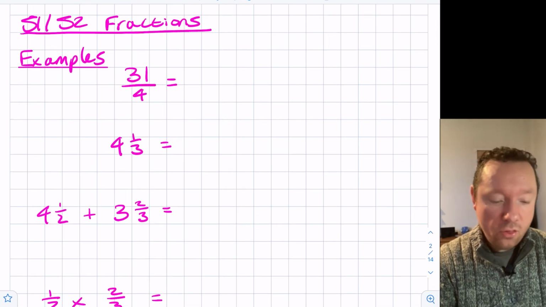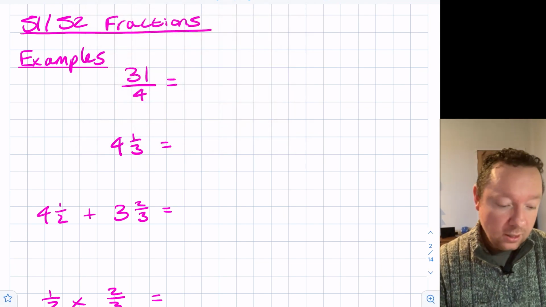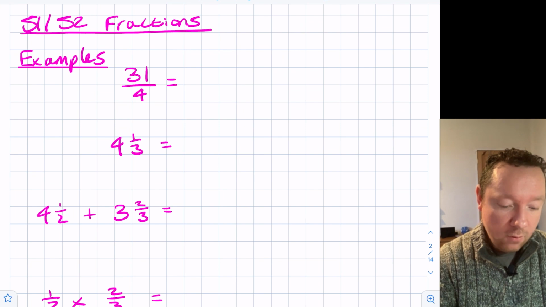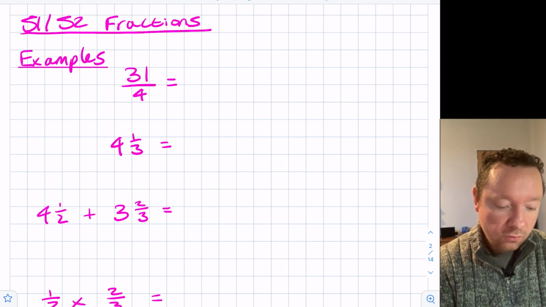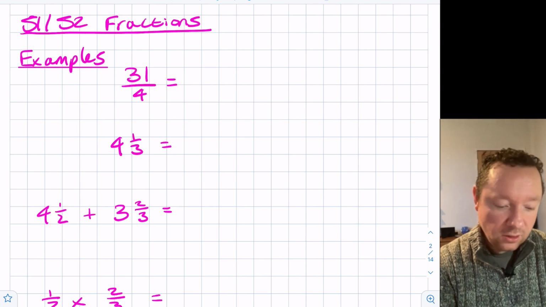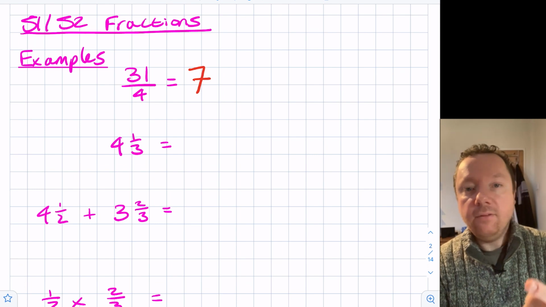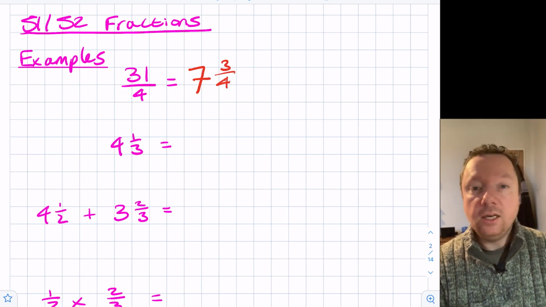S1, S2 fractions. I'm going to give you a few examples and then a worksheet. So example 1, 31 divided by 4. We're going to change it to a fraction. So 4 goes into 31: 4 5s are 20, 4 6s are 24, 4 7s are 28, 29, 30, 31, leaving me 3 left over out of 4, so 7 3/4.